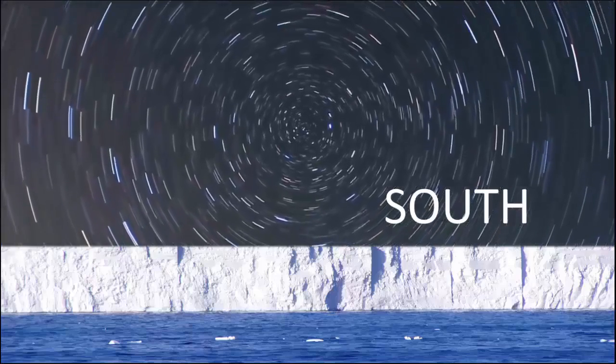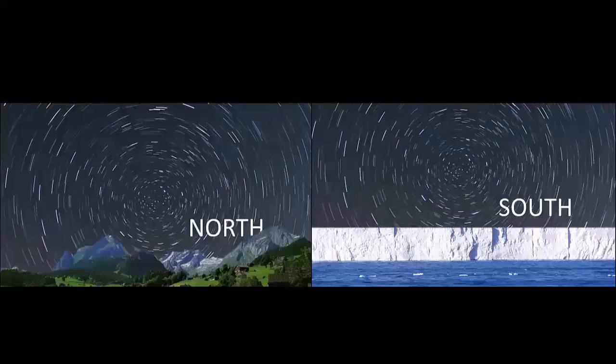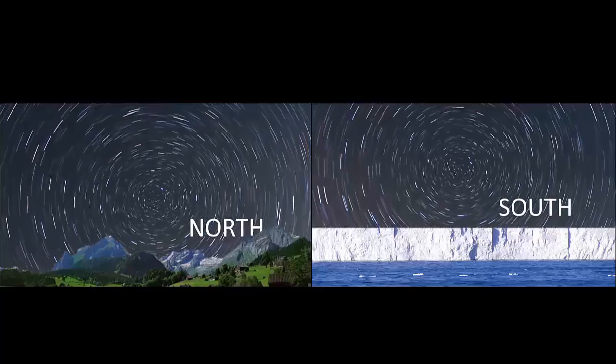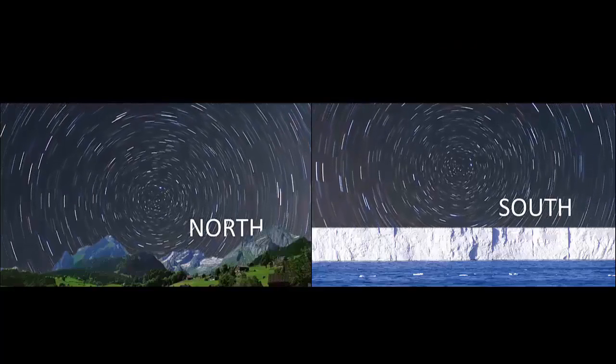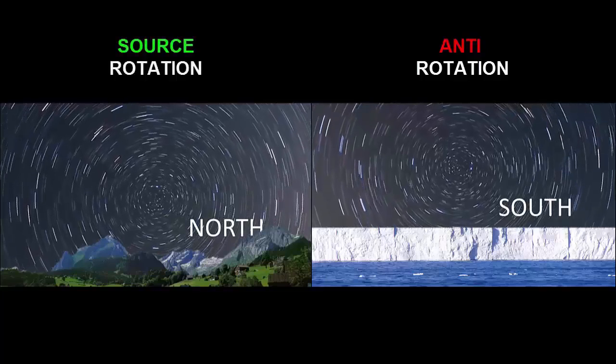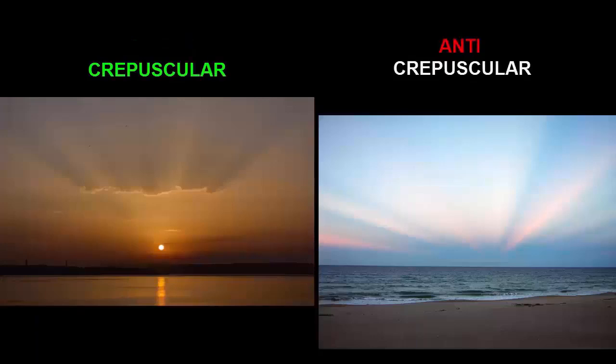This video is about the clockwise southern celestial rotation that everybody says they see down from the equator south. And they say that it rotates opposite of the northern celestial rotation around Polaris. Well, what I want to show in this video is that it's not its own rotation, but is in fact just a perspective illusion. It's an anti-rotation, in the same way that anti-crepuscular rays are anti-crepuscular.